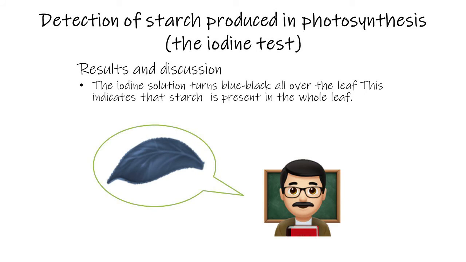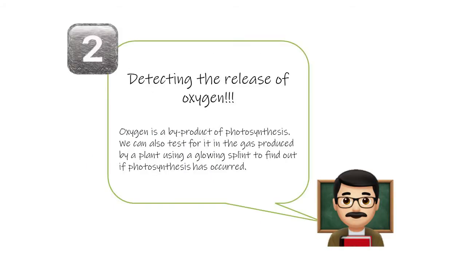The iodine solution should turn blue-black all over the leaf. This indicates that starch is present in the whole leaf. We can detect the release of oxygen to test for the presence of photosynthesis. Oxygen is a byproduct of photosynthesis.